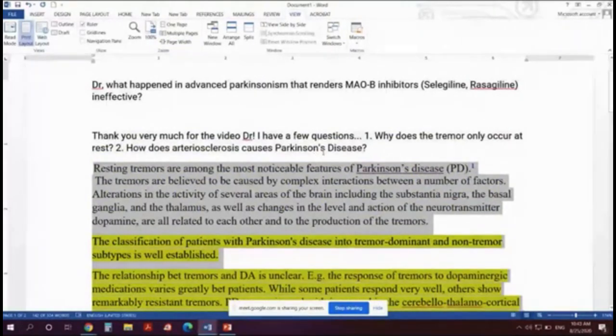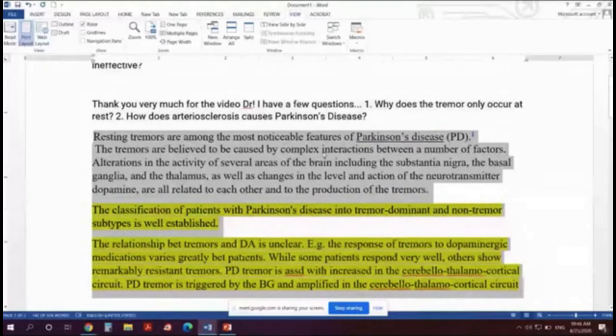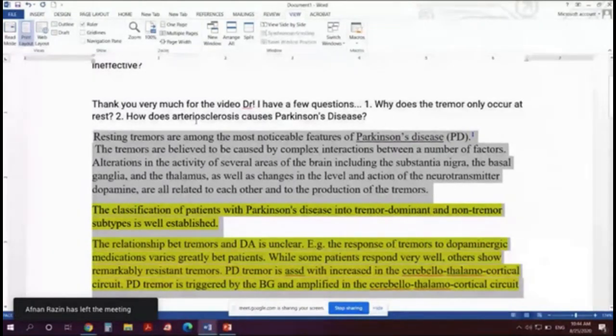The very first question, which I took a look at today, was on the YouTube under the video. Why does the tremor occur only at rest? And the second question, how does arteriosclerosis cause Parkinson's disease? These are kind of pathology directed questions, not pharmacology. However, I'll just try to elaborate quickly on them.